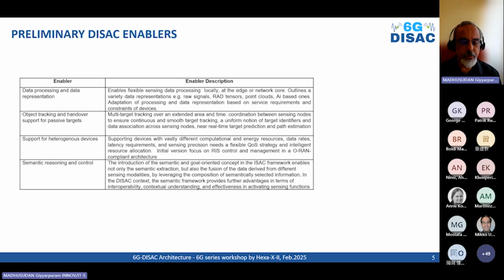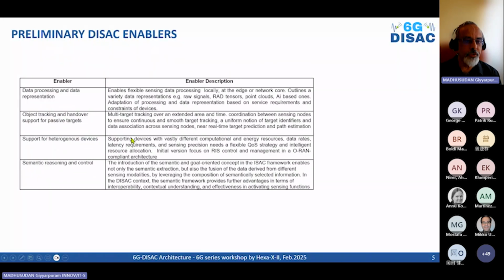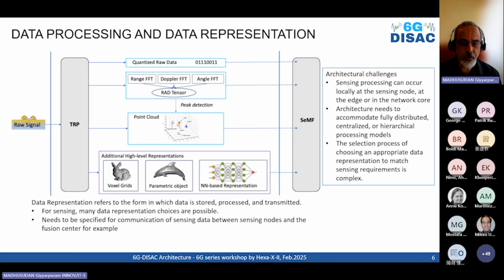So in the interest of time, there are four enablers, things that meet the challenges that I've just listed. One for the data processing and data representation, the other for tracking and handover, and then for the support of heterogeneous devices, and the semantic reasoning and control. I will be explaining them in the following slides.